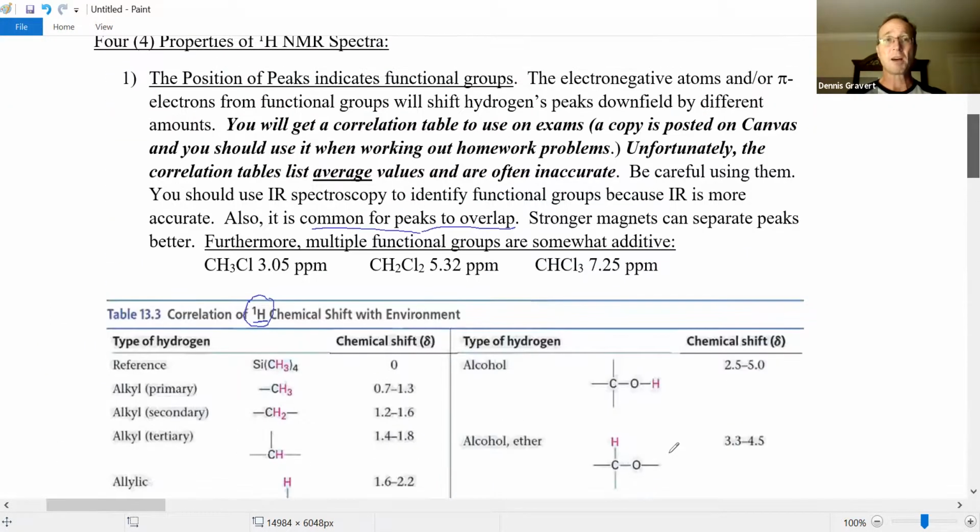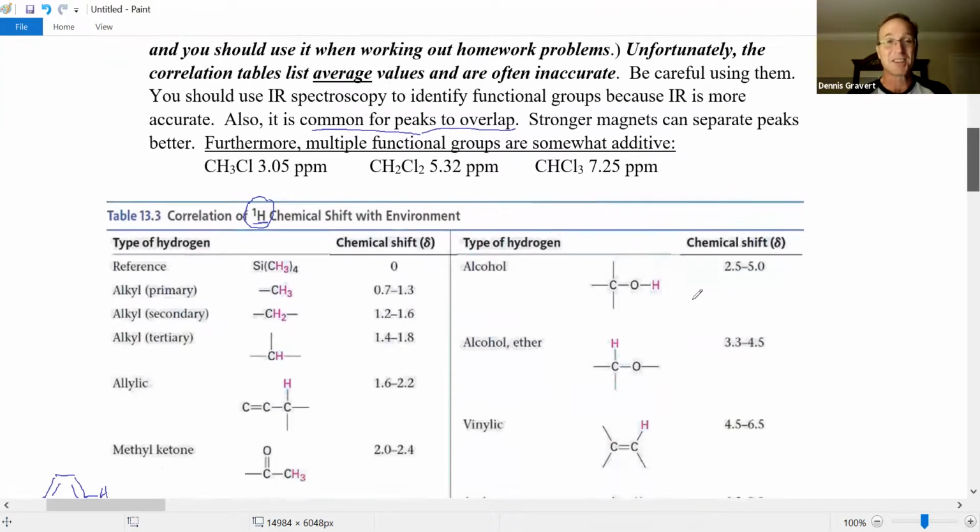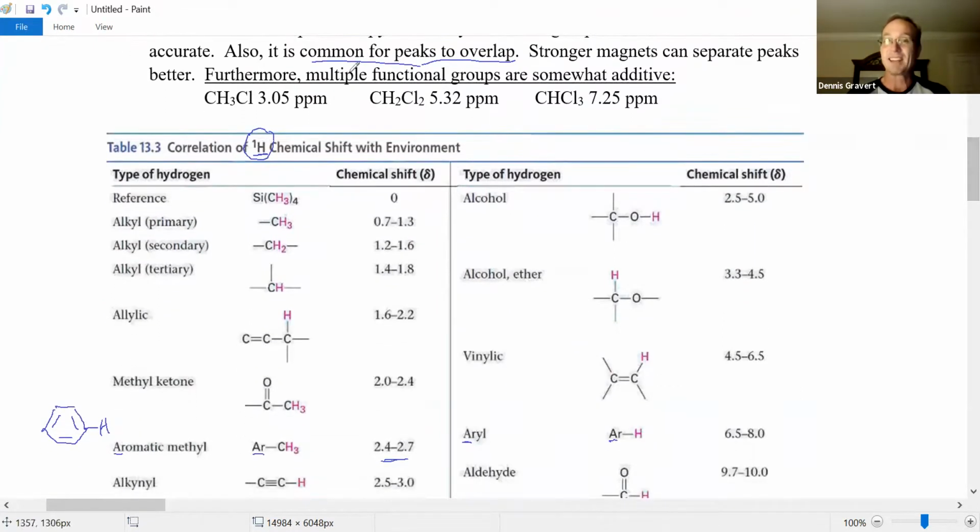Finally, last note about position of peaks. What do you do when a hydrogen is next to two or more functional groups? The table only lists typical or average values for a single functional group. Well, here's some data. What is this? This is methyl chloride, or chloromethane. The hydrogens are next door to one chlorine. The value measured in the lab is 3.05 ppm, the position of the peak.